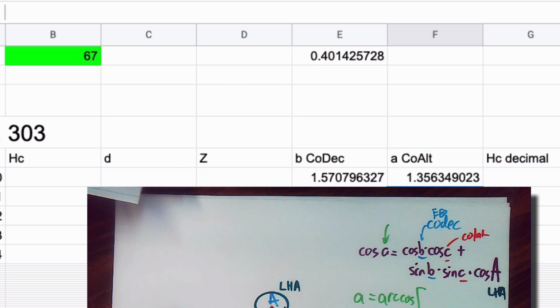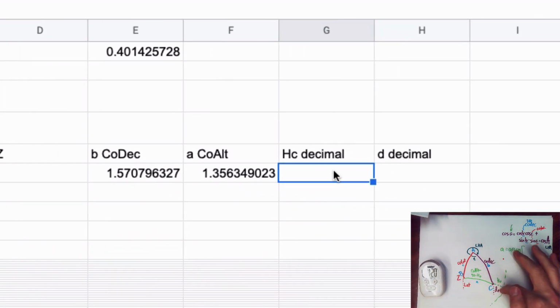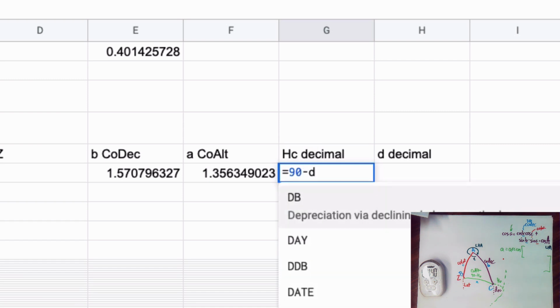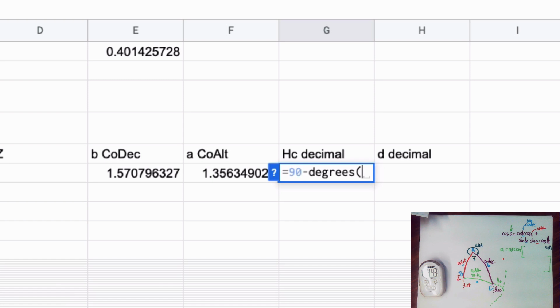Okay. Now that's probably not very exciting, the CoAlt, but we're actually going to convert that from radians back to degrees, and we're going to get our h sub c, or the actual calculated elevation angle, and we're going to compare that to our sextant reading. So this is going to be h sub c. This is our first pass at h sub c. Again, this is the calculated elevation angle. So we're going to subtract this from 90, but we have to convert it back to degrees. All right, so 90 minus degrees, and then that was F8, right? CoAlt was F8.